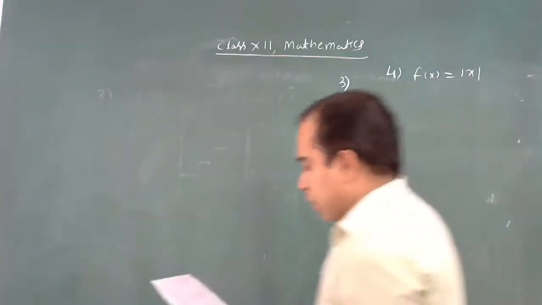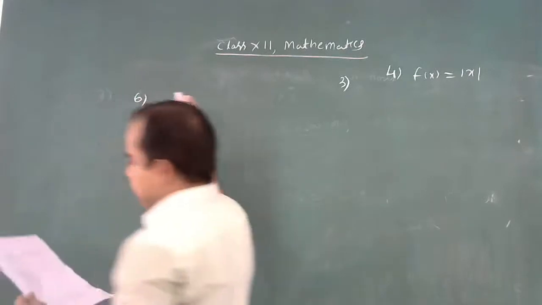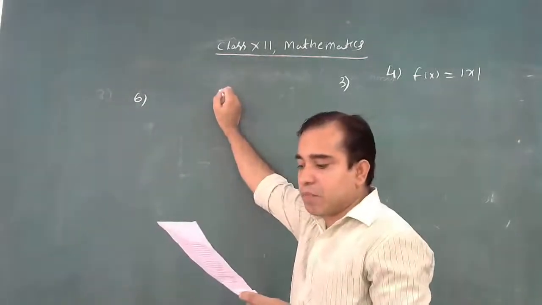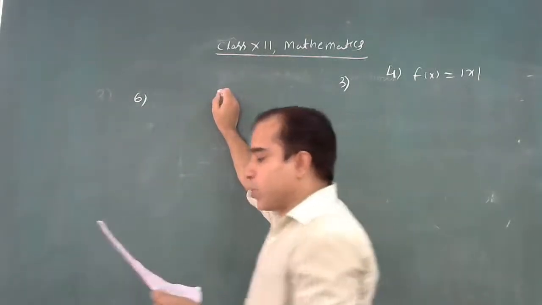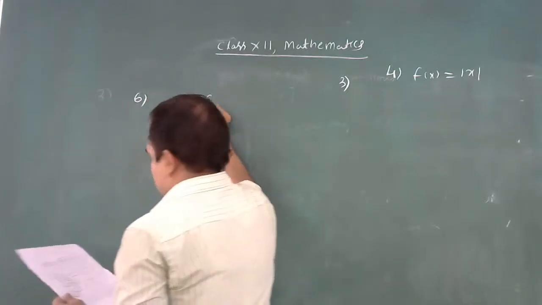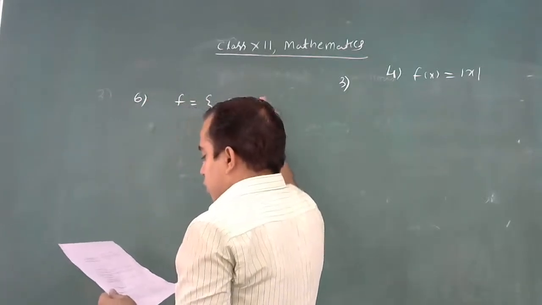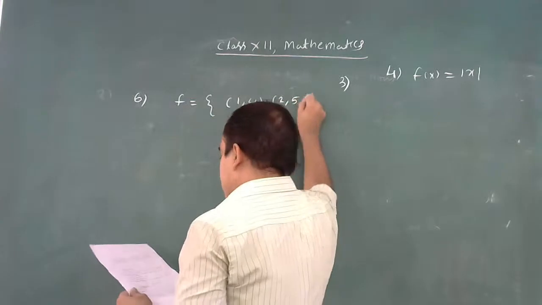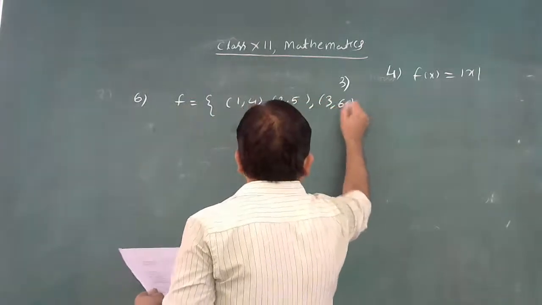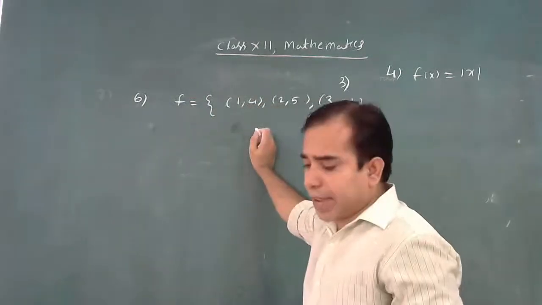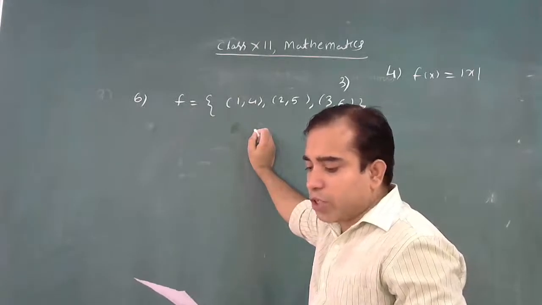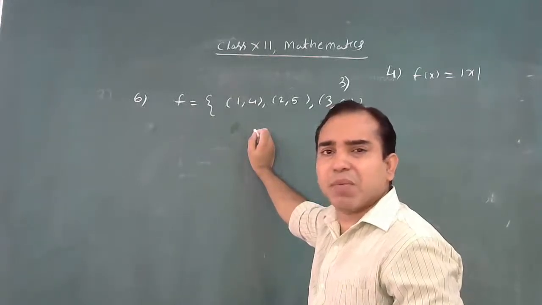Sixth question पे बात कर लेते हैं। Sixth question they are saying let A is a set, B is a set, and F is equal to, ये फंक्शन उन्होंने कुछ ऑर्डर्ड पेयर्स के मैनर में दिया है। Okay, nice. Be a function from A to B, show that F is a one. Draw the arrow diagram and say.